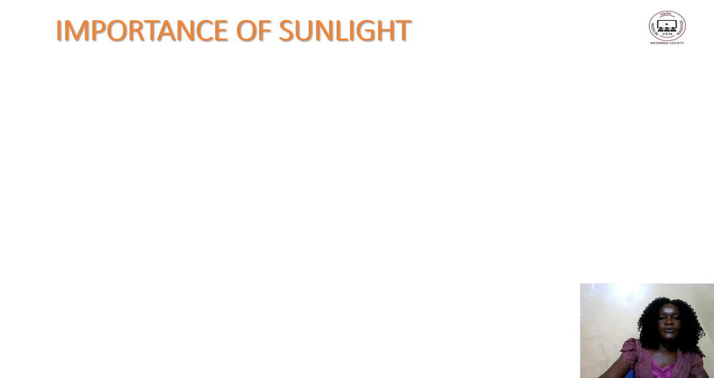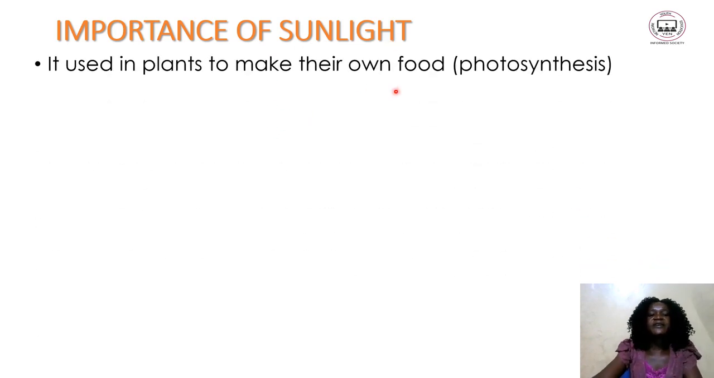Lastly, let us look at the last natural resource, which is very important and crucial in agriculture, which is sunlight. Sunlight is very useful because it is used by plants. The plants make their own food through the process which we call photosynthesis. In order for this to happen, they need sunlight.